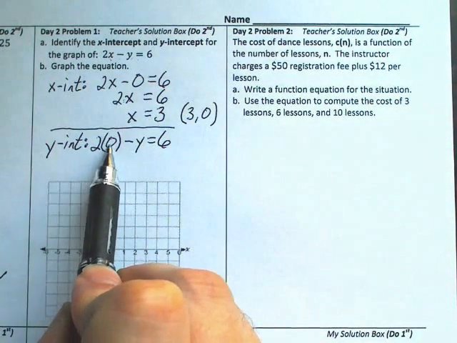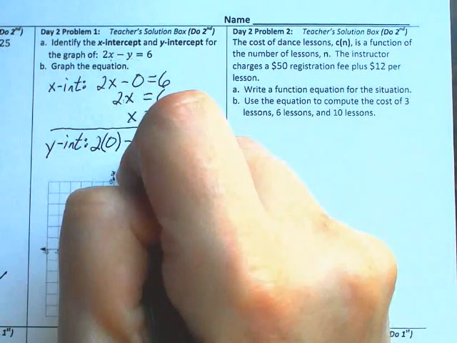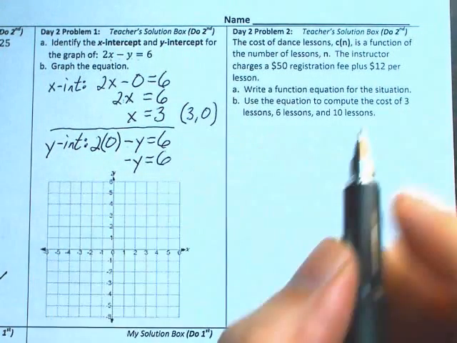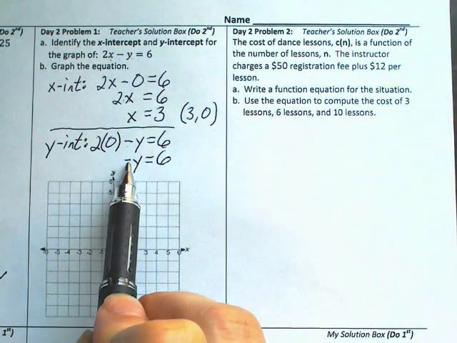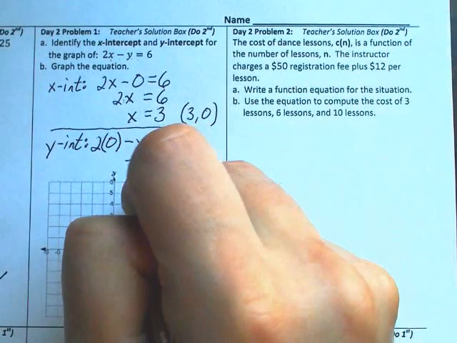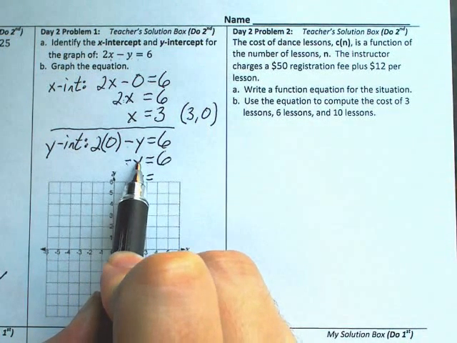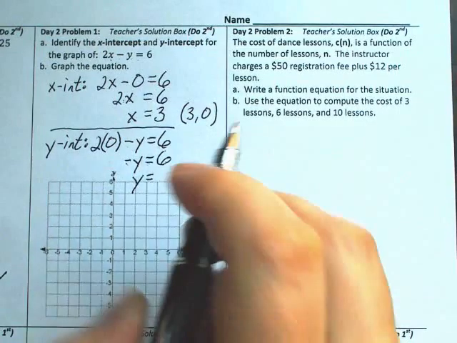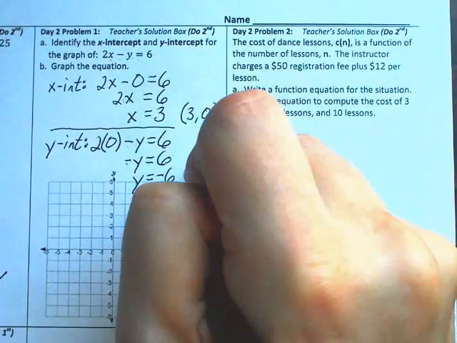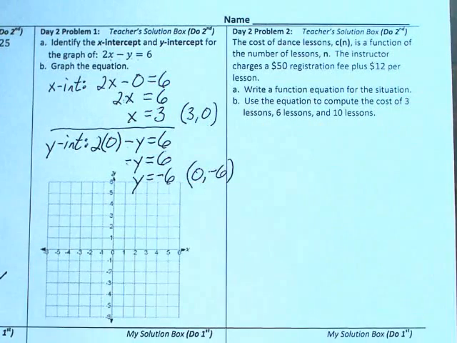Now 2 times 0 is just 0 in this position. The minus y can be brought straight below, and the equals and the 6 can be brought straight below. So we have the equation negative y equals 6. And we can solve that for y. Negative of negative 6 will be equal to positive 6. And so y is negative 6. As an ordered pair, that can be written as (0, negative 6).